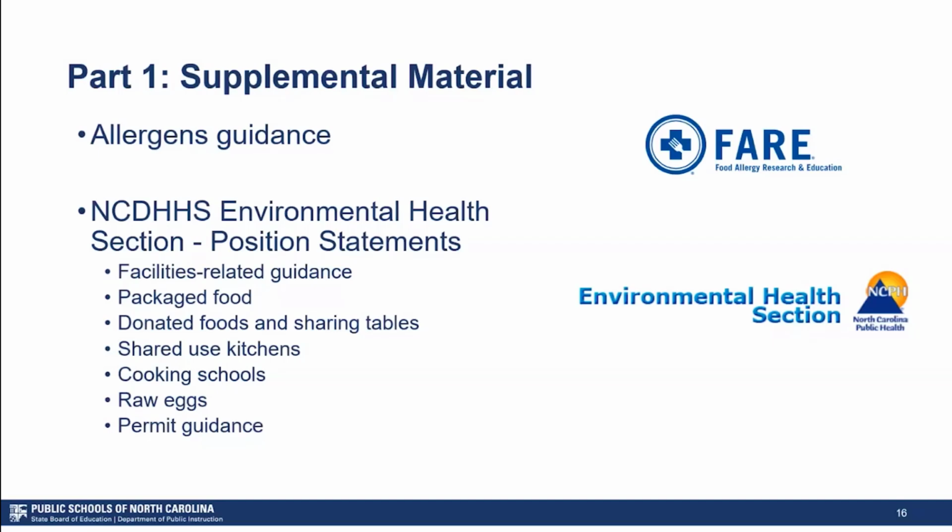Position statements include topics such as sharing tables and donated foods, packaged food and labeling, facilities-related guidance, and shared use kitchens. A full list of their position statements can be found at the link on the first page of the position statements section in Part 1 of our HACCP plan. For school year 24-25, we have added an older position statement related to food establishment permitting guidance, since we've seen some questions in this area recently.